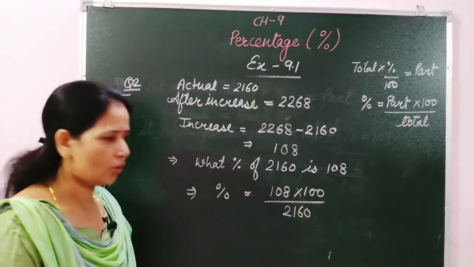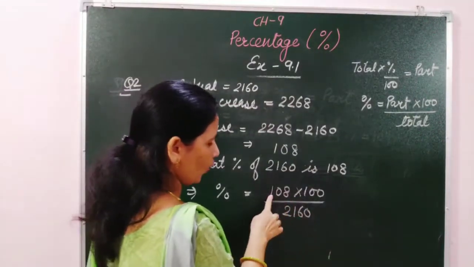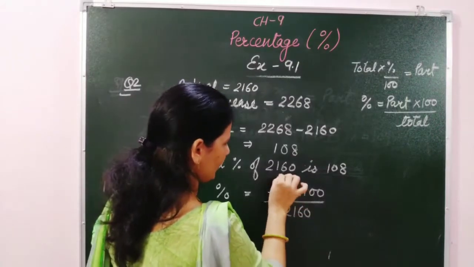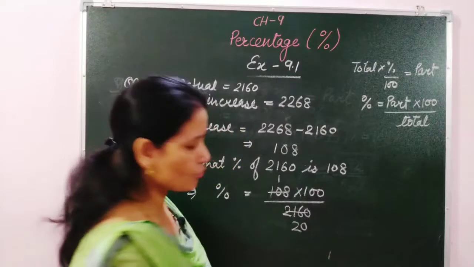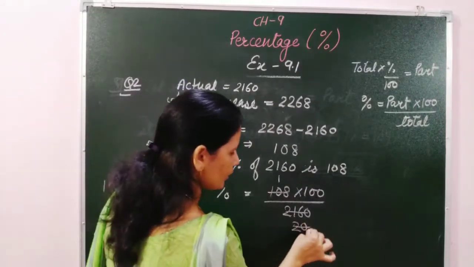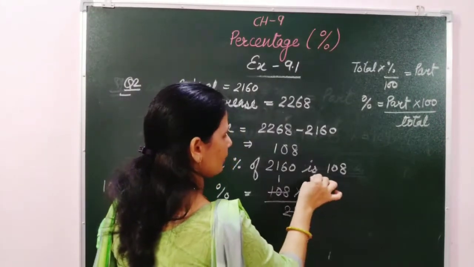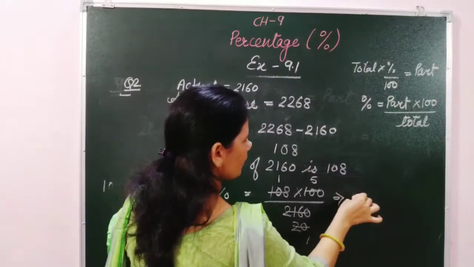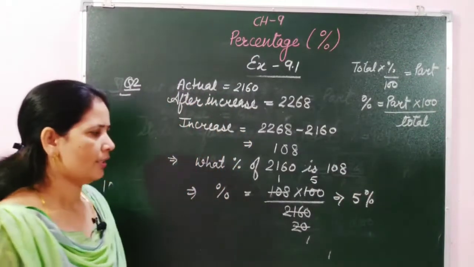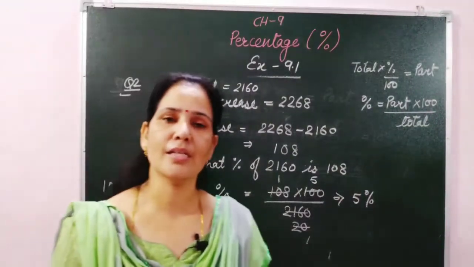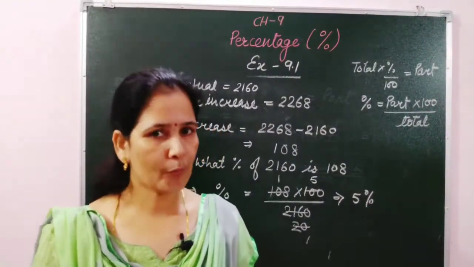2160. Okay, now 108 1 ja 108, 108 2 ja 216. That means 20. Then 20 5 ja 100. So how much did it increase? It increased 5%. How much did it increase? It increased 5%.